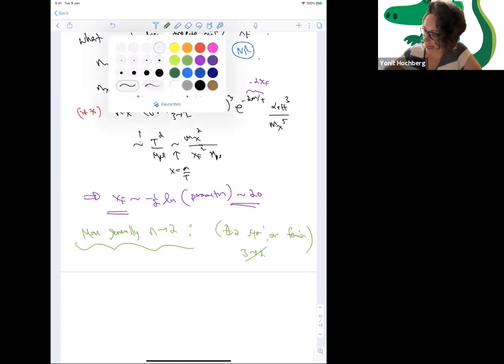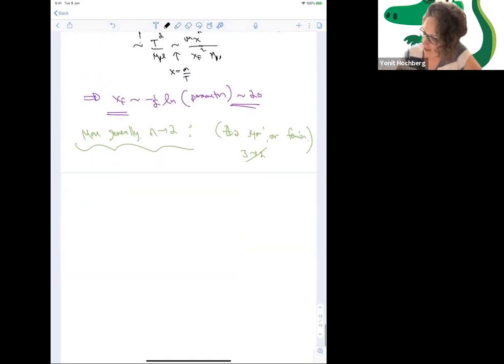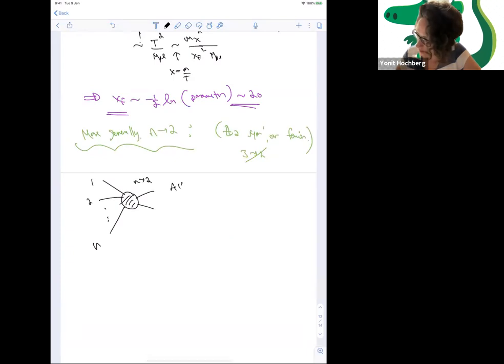So let's take a look at what happens in this case. Here's the process. I have 1, 2 particles, all the way down to n. Something's happening, and 2 particles are coming out. Here's my n to 2 process. These are entirely self interactions, so every particle in this process is a dark sector particle.